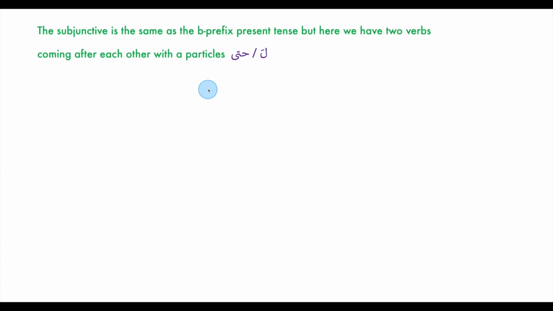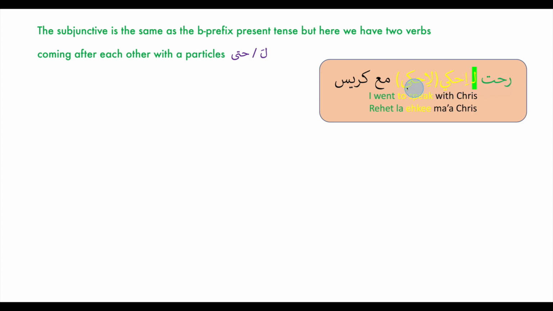The subjunctive, as well as being preceded by one of these auxiliaries, can be preceded by some particles. These particles are la or hatta, and both mean to, in order to, or for doing. رحت لأحكي مع كريس. رحت, I went. لا, to. أحكي, to speak. I went to speak with Chris. And this is how the L joins the R when you write it; it has to be connected and joined.